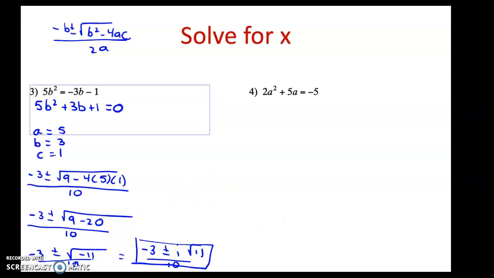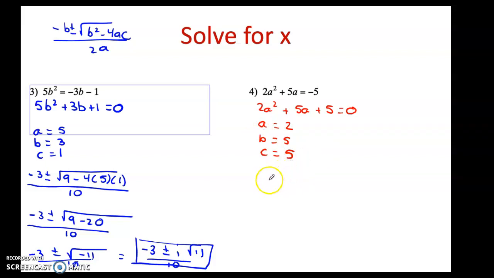Or if you're still unclear on what to do, you can work through it with me. Again, I'm going to change this color back to red just so we can see the difference of the two problems. So again, you have to put this in standard form: 2a squared plus 5a plus 5 equals 0. So a equals 2, b equals 5, and c equals 5.